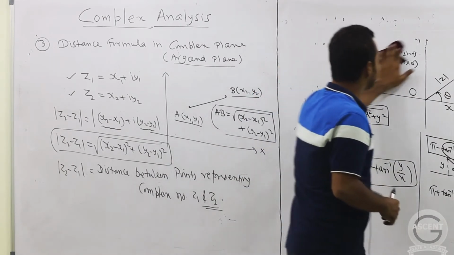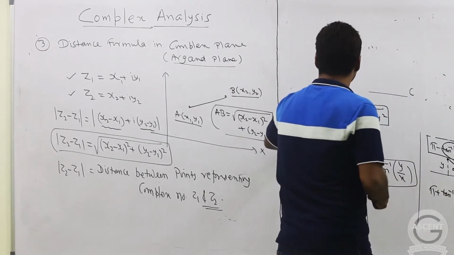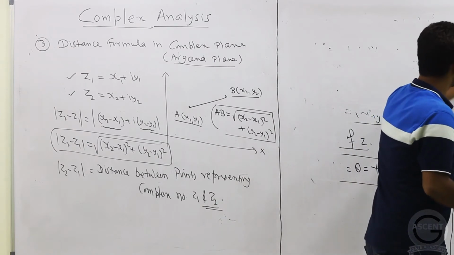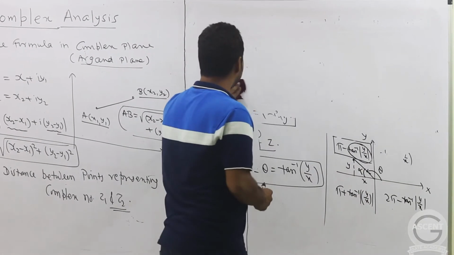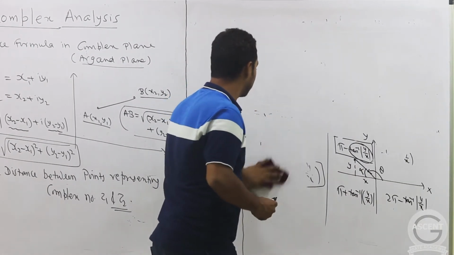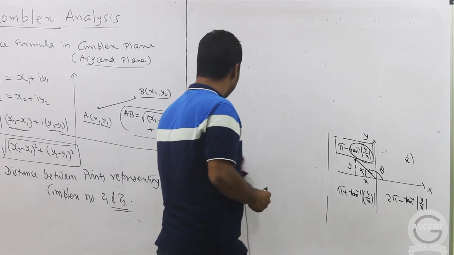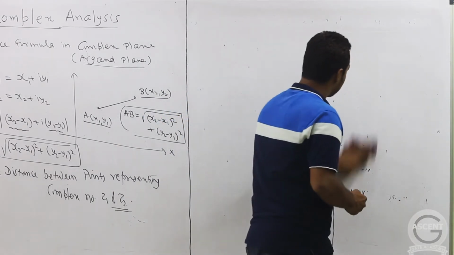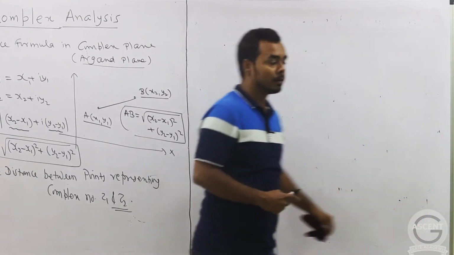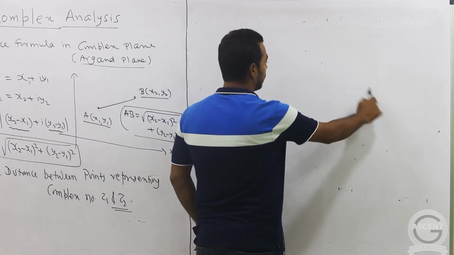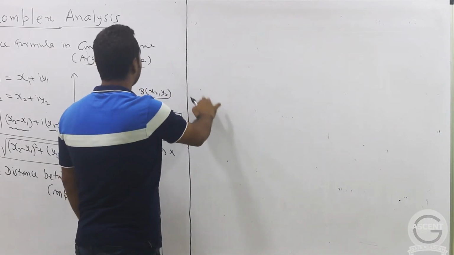Till now we have discussed three basic concepts. The first one was simply the definition of a complex number. Then we talked about how to calculate the modulus and argument of a complex number. Modulus was nothing but the distance of the point representing that complex number from the origin, right? Root over x square plus y square, or you can call that root over real part square plus imaginary part square. And argument was nothing but the angle made by that line with the positive x-axis in the counterclockwise direction. And the third point was the distance formula in the complex plane.